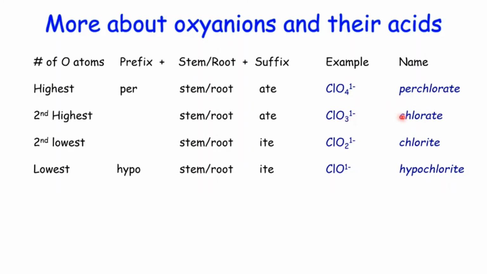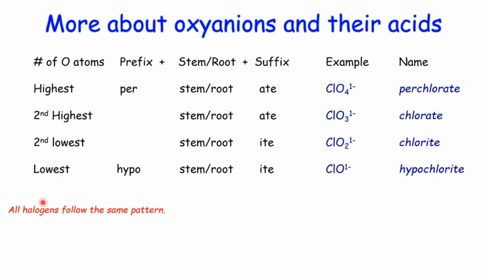And then this one is just chlorate. How about one oxygen atom less than chlorate, or than the one ending with ATE? You already learned this. There should be just ITE. That's why this one is chlorite. Then how about one oxygen atom less than the one ending with ITE? It's still ITE, it's still chlorite in this case, but we use hypo. So therefore the last one is hypochlorite.